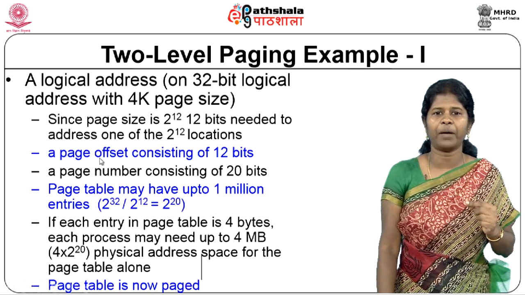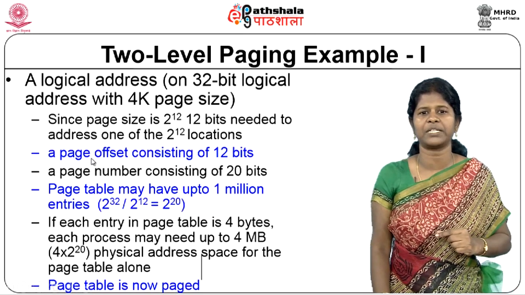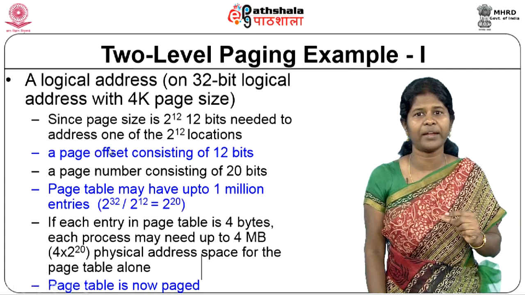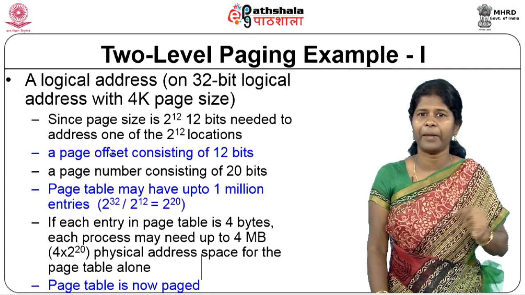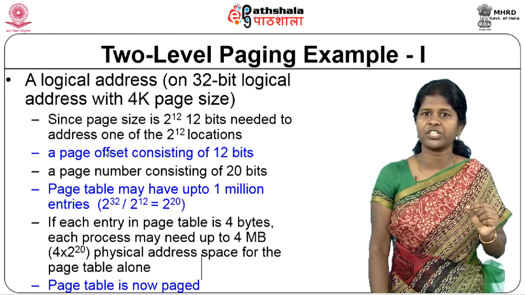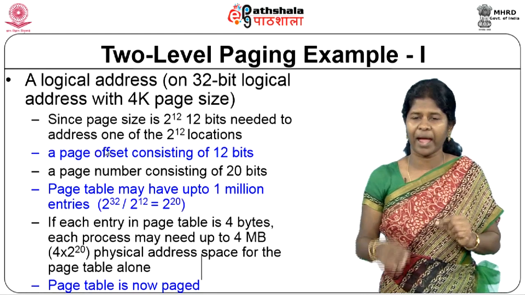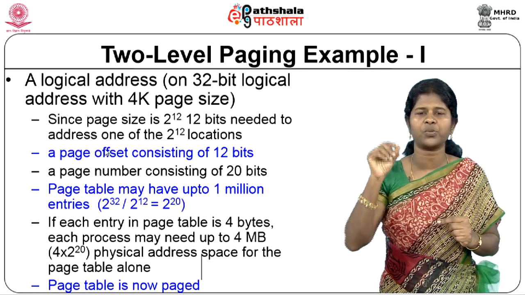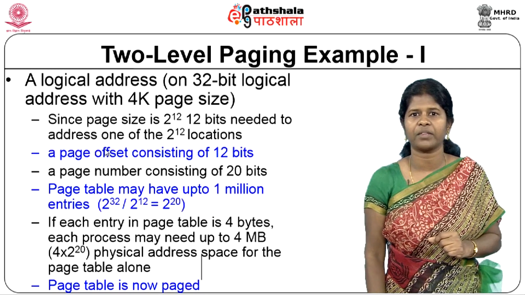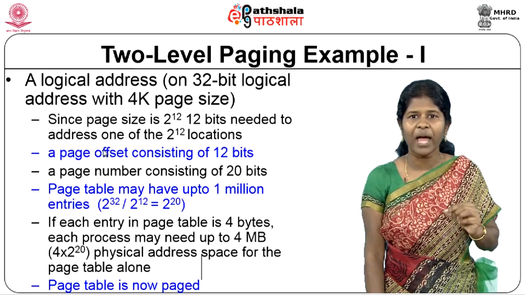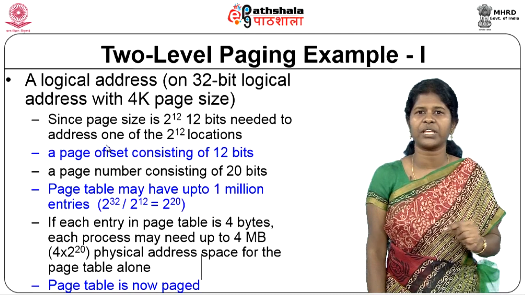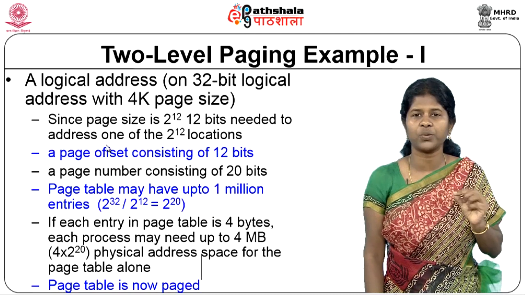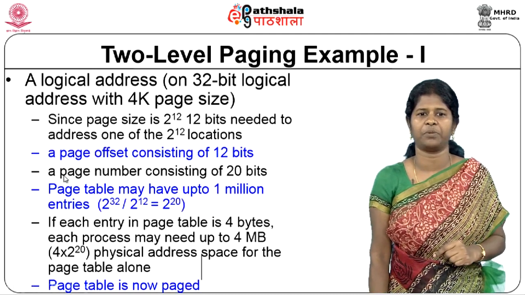Now, when you have a page number of 20 bits, how many entries will you have in the page table? If the page number is 20 bits, it can refer to 2 power 20 different pages. So, which means that you will have 2 power 20 pages and hence 2 power 20 entries in the page table.